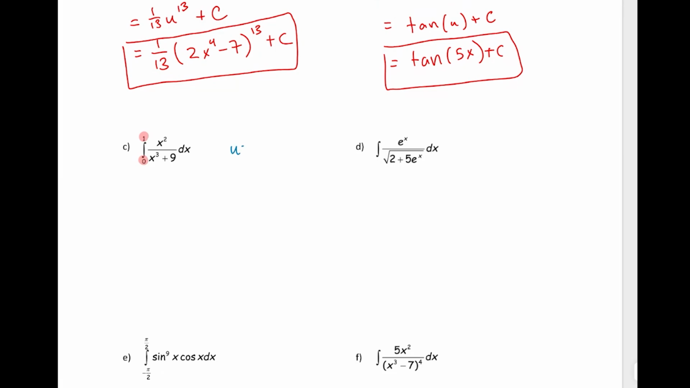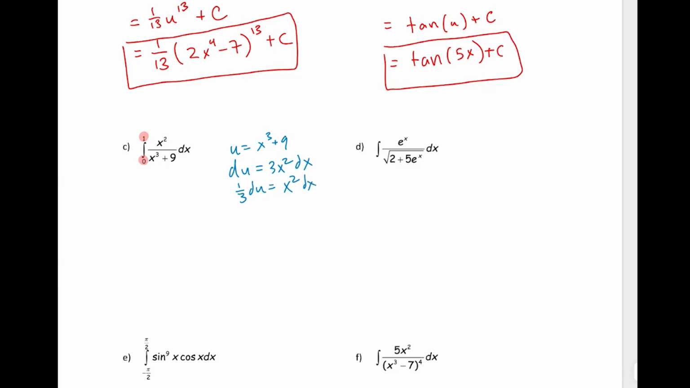So here I'm going to let u be x cubed plus 9, and therefore du would be 3x squared dx. Now I don't have 3x squared, I just have x squared. So this is not going to be a perfect match. I'm going to have to divide both sides by 3 to get that x squared dx that I have up there in the problem.